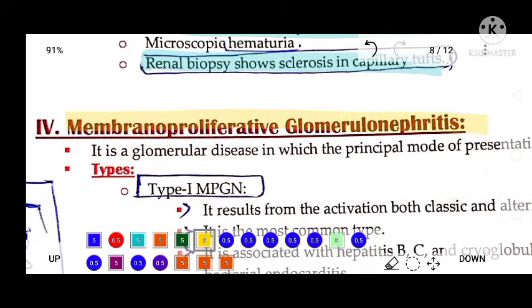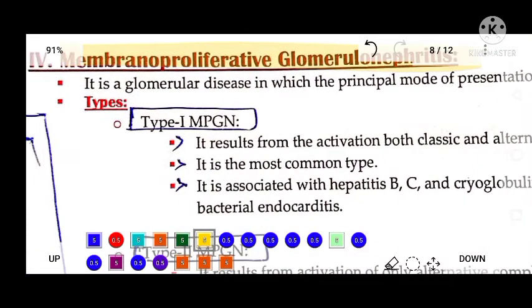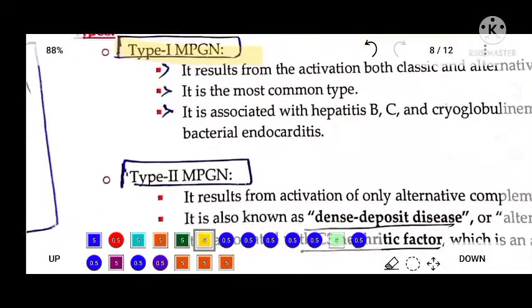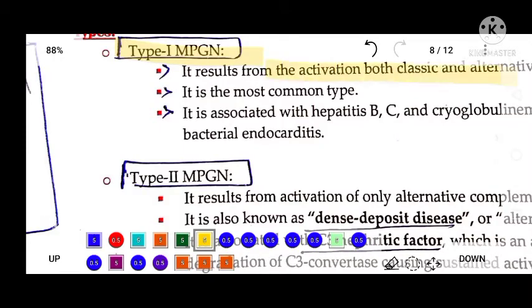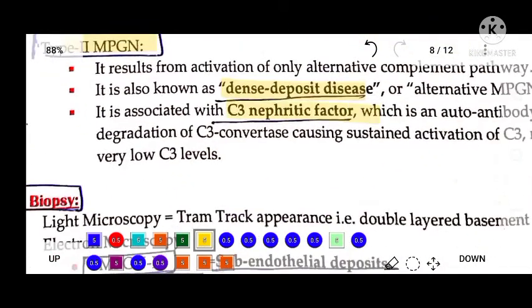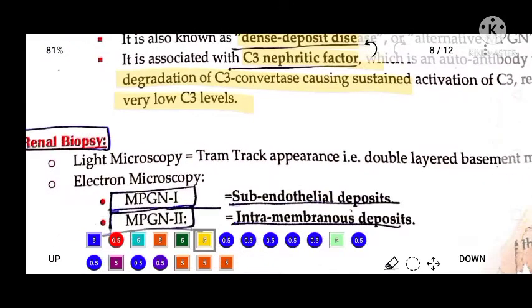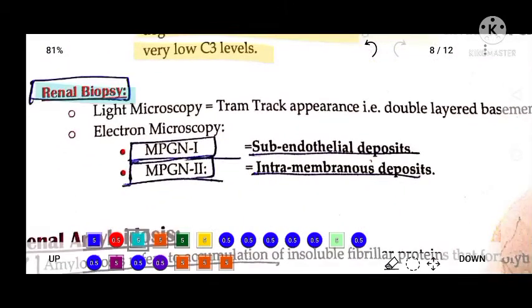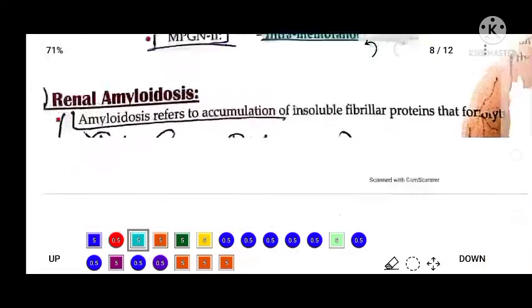Membranoproliferative glomerulonephritis is a glomerular disease with nephrotic syndrome as a principal mode of presentation. Type 1 membranoproliferative glomerular disease results from both classic and alternative pathways, and is commonly associated with hepatitis B, C, and cryoglobulinemia. Type 2 is associated with dense deposit disease and C3 nephritic factor. Now, on laboratory investigation, renal biopsy shows subendothelial deposits and intramembranous deposits.